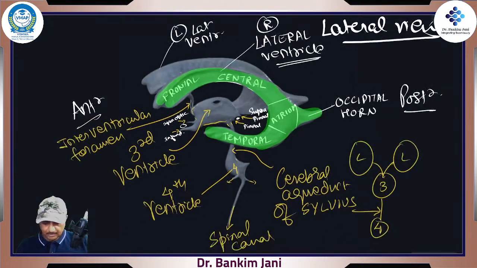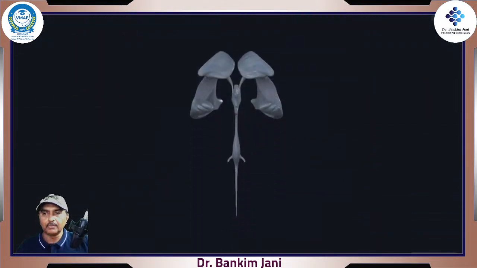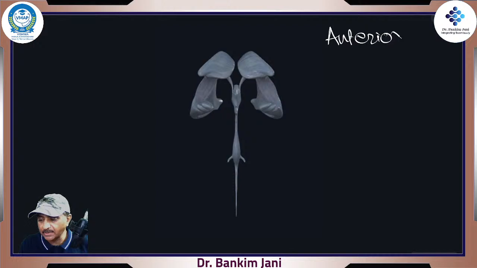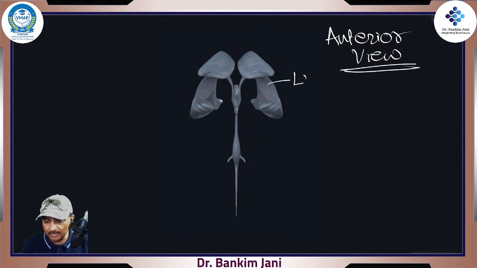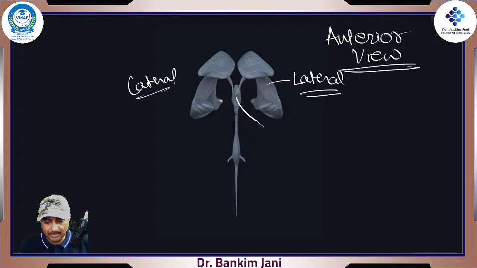And let's have a look from the other perspective. This is exactly the anterior view. In this anterior view, things will be much more clear. These are our lateral ventricles. See how the lateral ventricle is opening into the third ventricle. Say these are the openings into the third ventricle.